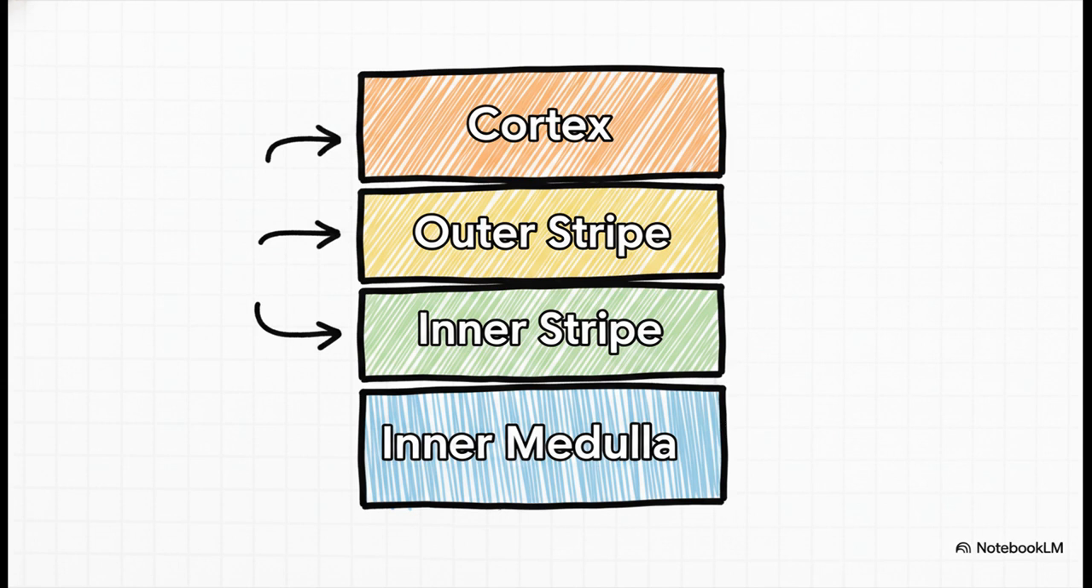Up top, you've got the cortex. Then you get into the medulla, which itself is split into 3 layers: the outer stripe, the inner stripe, and then way down deep, the inner medulla. Seriously, burn this image into your brain because we're going to keep coming back to it.